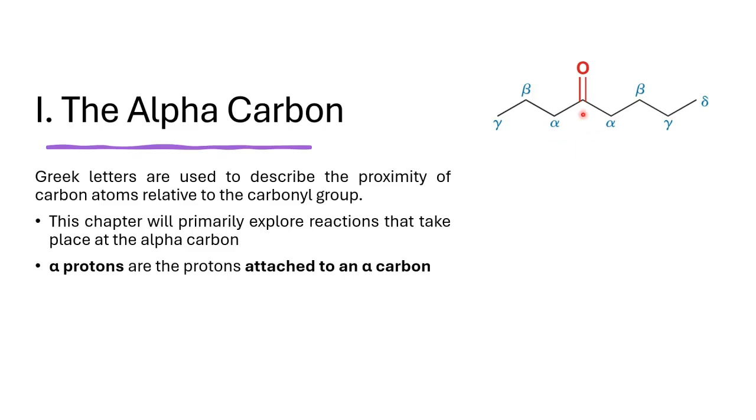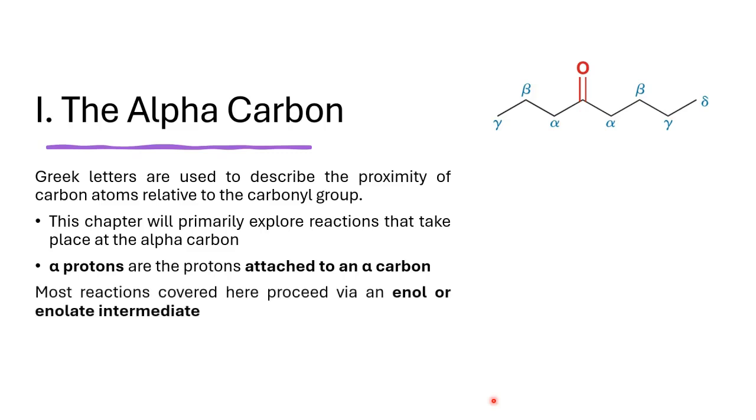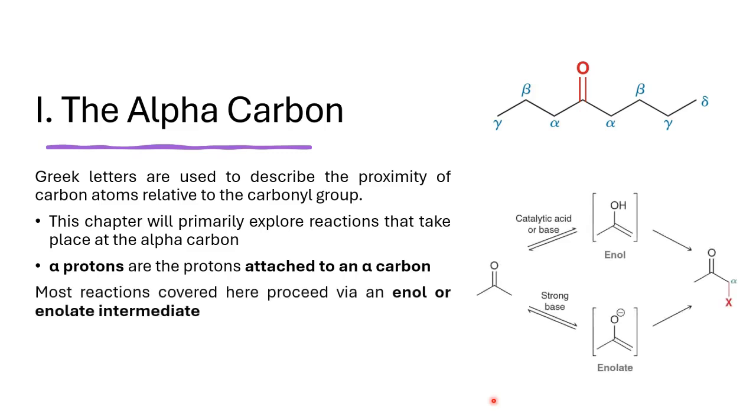Most reactions covered here will proceed via an enol or enolate intermediate. What it will depend on is whether the conditions are catalytic acid or base, or there's a strong base present. The enol or the enolate ion are intermediates that will then result in a reaction taking place on the alpha carbon. Oftentimes there's going to be an addition of X.